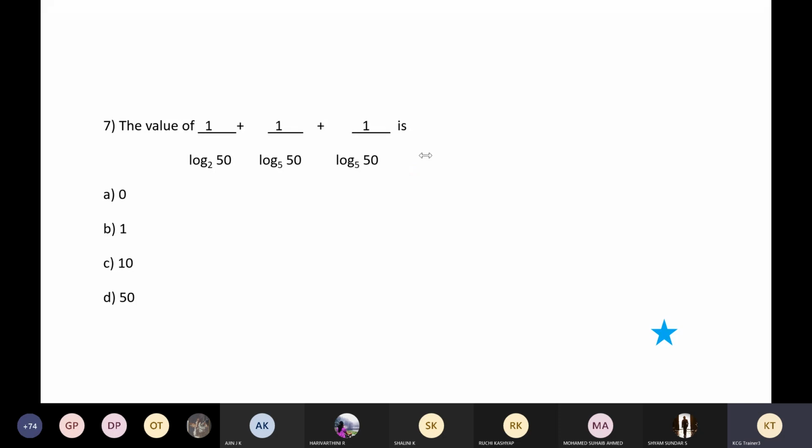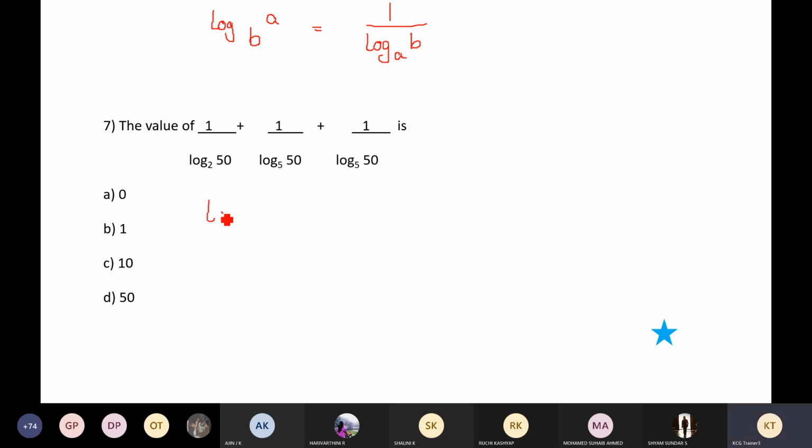So this is how this question is supposed to be done. Do you guys remember, while looking at the rules of logarithms, I would have taught you this rule: log of A to the base B can be rewritten as 1 by log of B to the base of A. Correct.